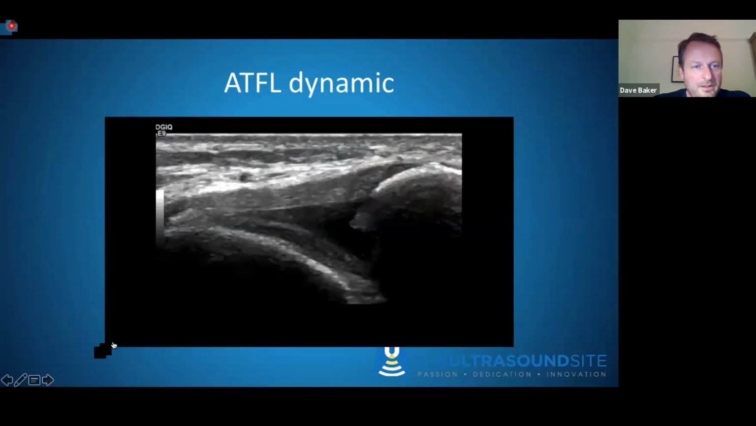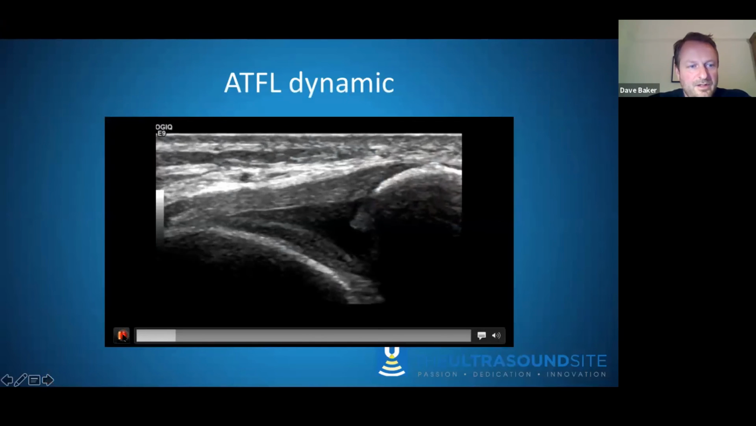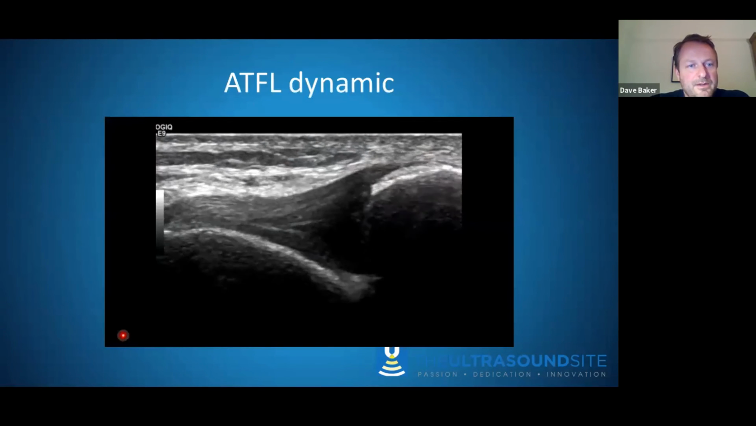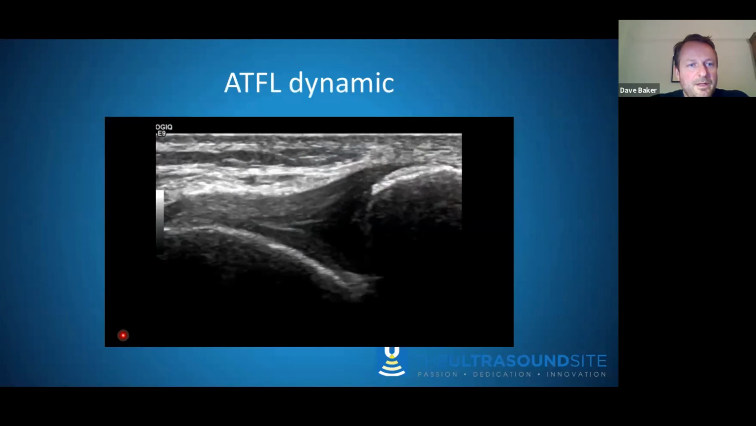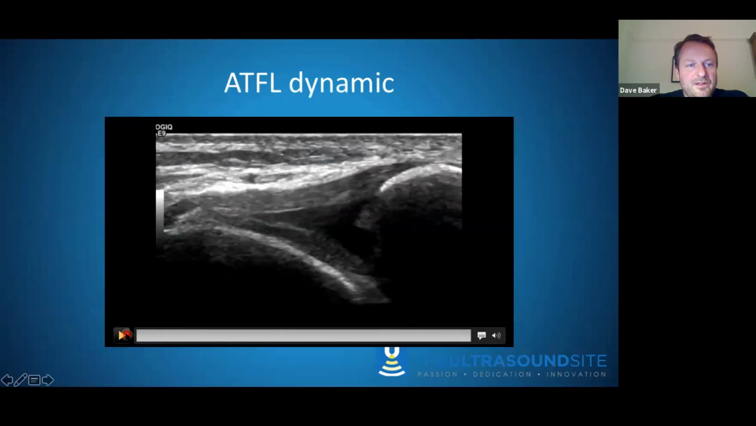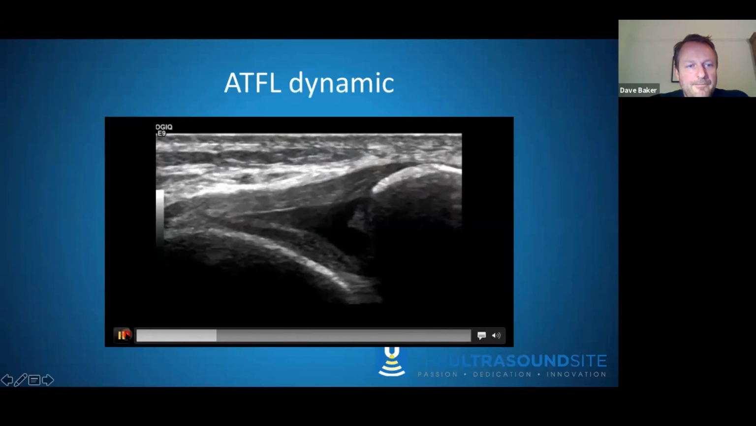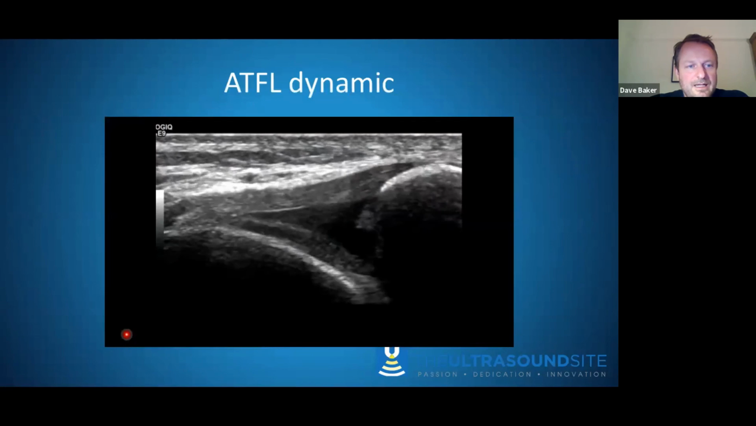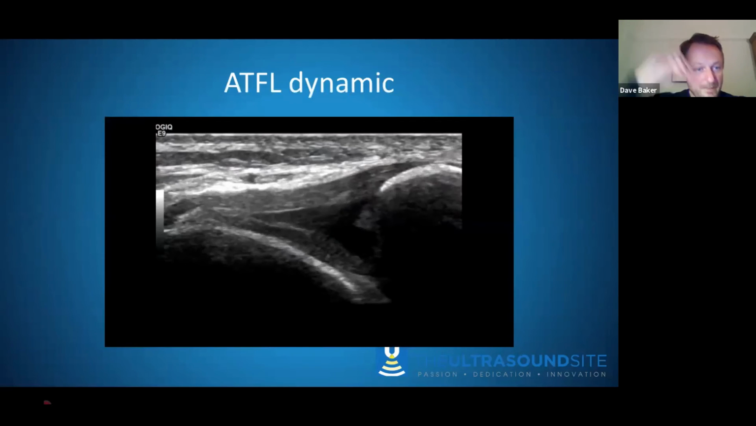Go to the next. So I think this is actually a little video. So we can see here the anterior talofibular ligament is being stressed. And we can see here the ligament is nicely intact. It goes from quite a lax position and then can be torsioned. We go to the next slide, please, Stu.